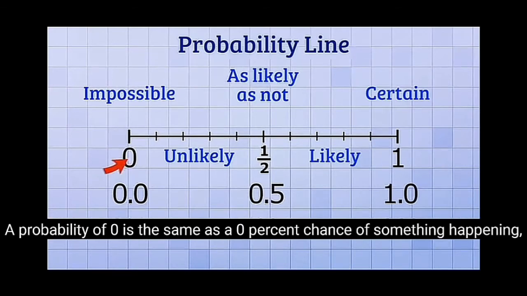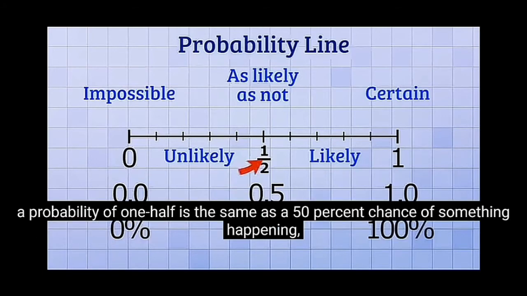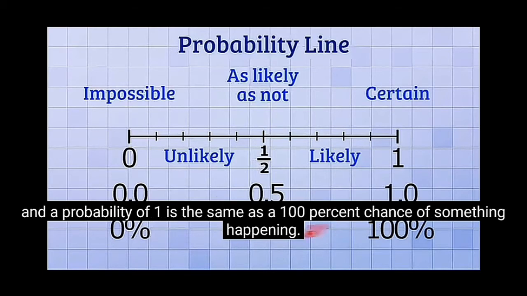A probability of 0 is the same as a 0% chance of something happening. A probability of 1/2 is the same as a 50% chance of something happening. And a probability of 1 is the same as a 100% chance of something happening.